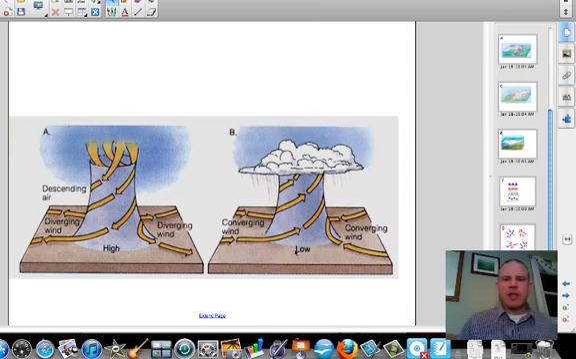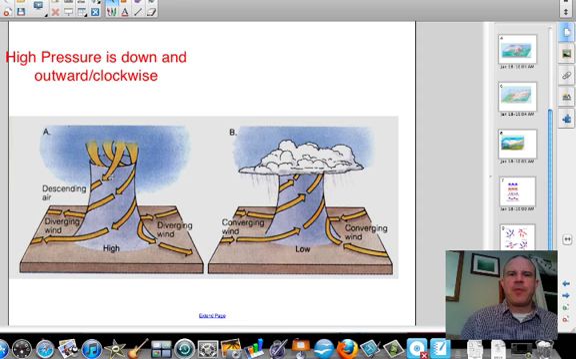Another way to look at this is when we talk about low pressure and high pressure. High pressure means good weather. So we can see that high pressure is coming downward, and when it comes downward and hits the ground, it's spinning in a clockwise direction. So if you actually take your right hand and push down, your hand is going to tend to go in a clockwise direction, similar to this picture here.